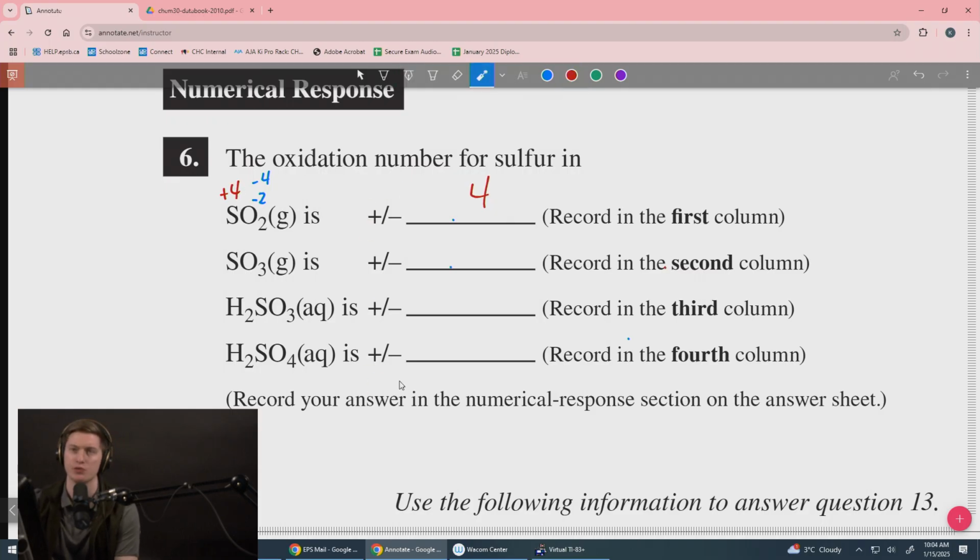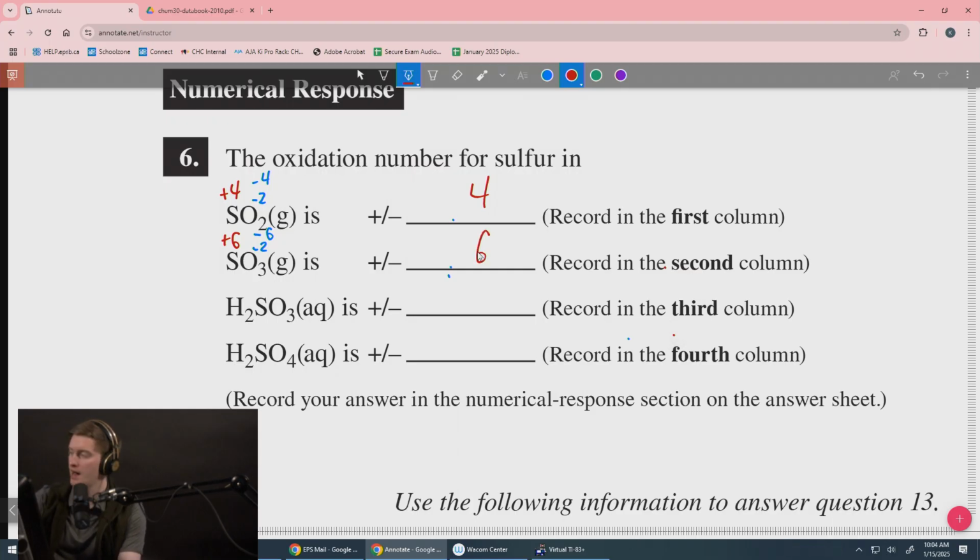These are written as plus or minus, so this happens to be +4, but that doesn't matter when you're putting in this numerical response answer. Sulfur trioxide will solve the exact same way, where overall it's a -6 oxidation state from our 3 oxygens, which means that the sulfur needs to have a +6 oxidation state.